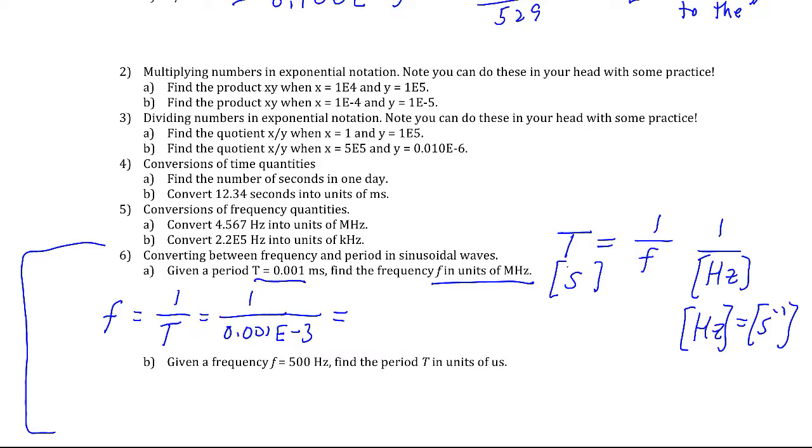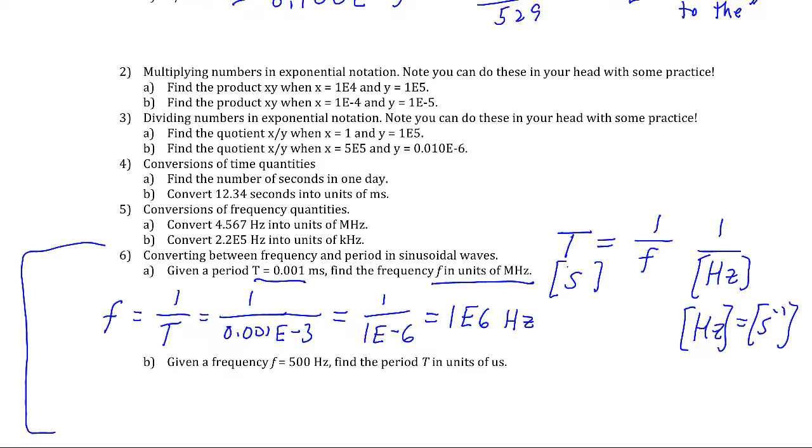Okay? And 0.001 is 1 times 10 to the minus 3. And if I take that to the minus 3, it's 1 times 10 to the minus 6. And 1 times 10 to the minus 6 in the denominator is 1 times 10 to the plus 6 in the numerator. And this is going to be hertz.